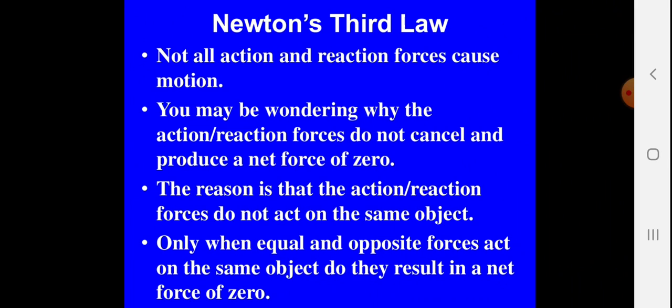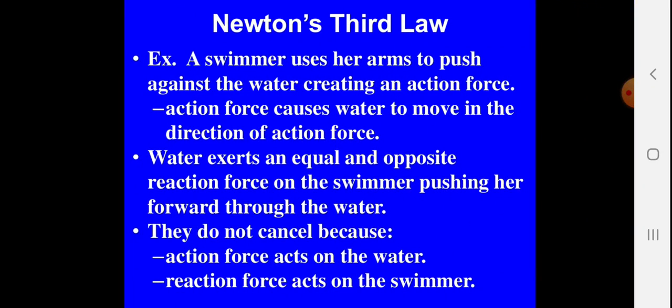Newton's third law, summarization. Not all action and reaction forces cause motion. You may be wondering why the action-reaction forces do not cancel and produce a net force of 0. The reason is that the action-reaction forces do not act on the same object. Only when equal and opposite forces act on the same object do they result in a net force of 0.